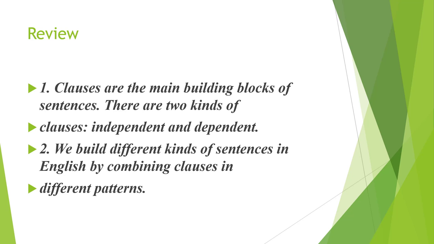We build different kinds of sentences in English by combining clauses in different patterns. A simple sentence is one independent clause. A compound sentence is two independent clauses joined by a coordinator, a conjunctive adverb, or a semicolon. A complex sentence is one independent and one or more dependent clauses. A compound complex sentence has two independent clauses and one or more dependent clauses.